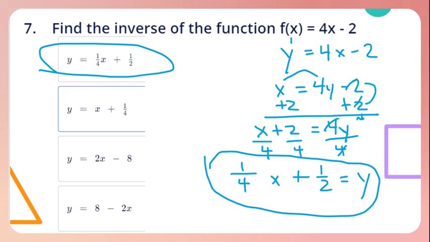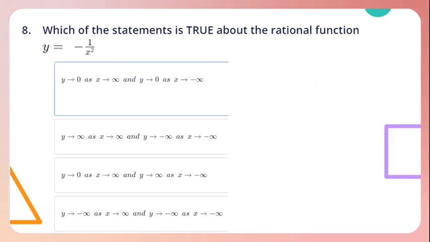All right, question number 8. Which of the statements is true about the rational function y equals -1 over x squared? So as x gets bigger and bigger and bigger, this fraction is going to get smaller and smaller and smaller. If we start with x equals 1, we have -1 over 1. Let's take a look at the graph and see what I mean.